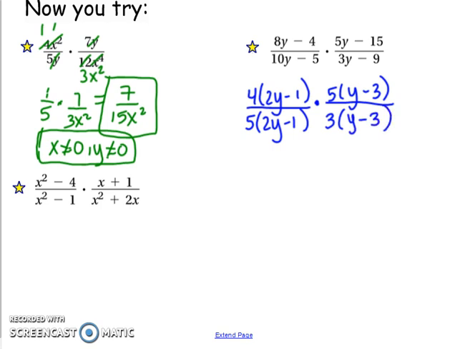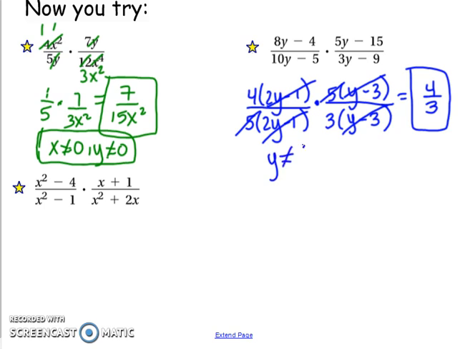So now when we go to cancel, the y minus 3s are going to cancel out, the 2y minus 1s are going to cancel out, and then I can diagonally cancel out the 5s. So what I have left is just 4 over 3. And then our restrictions, we're going to set both denominators to 0. So y cannot equal 1/2, and y cannot equal 3.